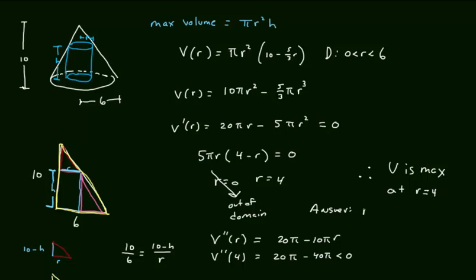The answer wants this dimension, r equals 4 inches, and we have to compute what h is, and h is going to come out to be 10 minus the 5/3 times the 4, also inches. This answers the question. What are the dimensions that will give us the largest volume? We're not finding that largest volume, we're just finding where that largest volume occurs.